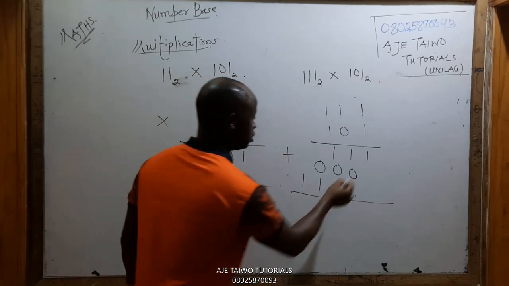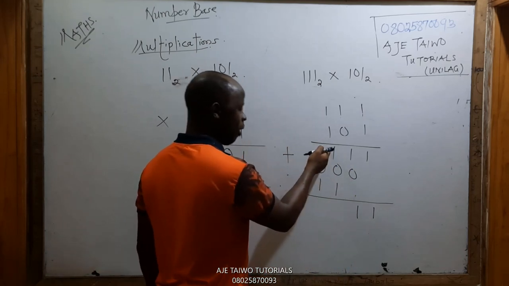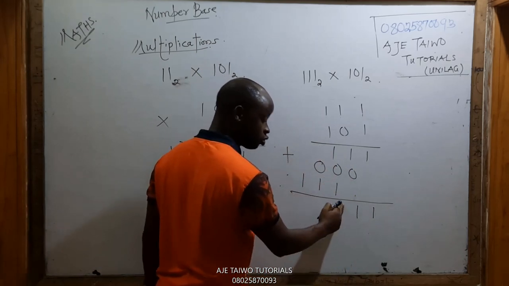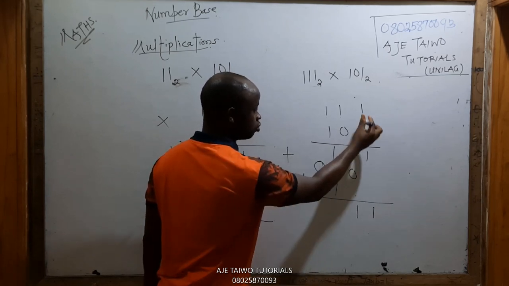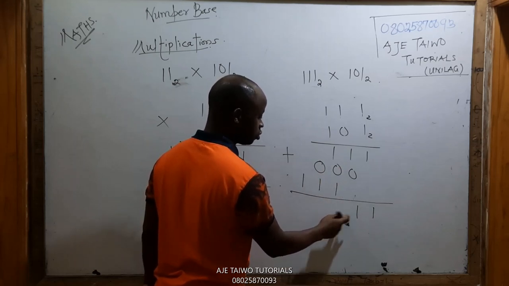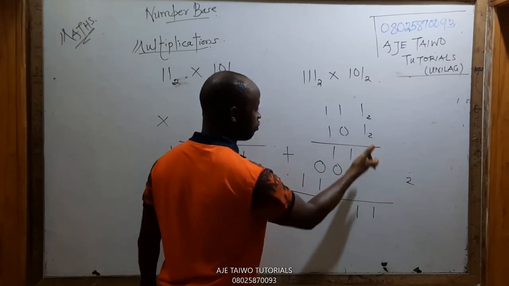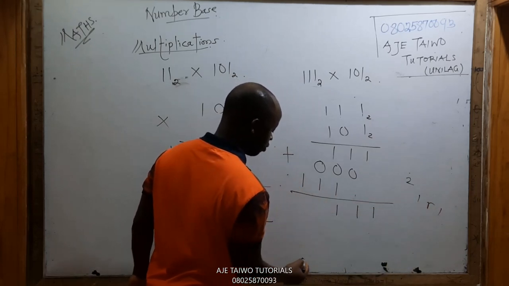So what do you have? This is what? 1. Now here, 1 plus 0 plus 1 is 2. But you can't put 2 here because the base is 2. So 1 plus 0 plus 1 is 2. You now say how many of the base can you see? How many 2 is in 2? 1. Remember 1. So put 1 down and carry 1.